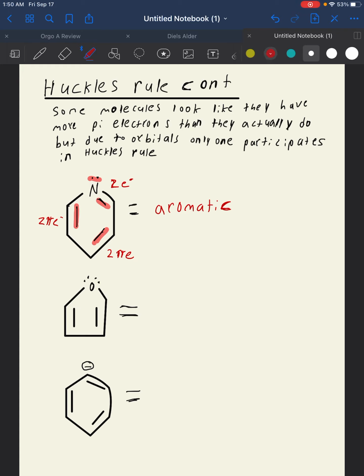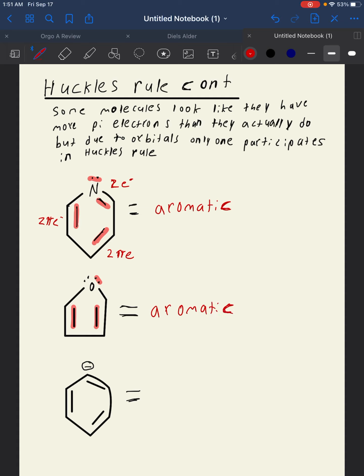So, same thing occurs with this molecule right here. You would want to say that you'd want to count both of these, but that is not the case. You only count one, because the other one doesn't contribute, because it's in an orbital that can't contribute to the cyclic ring, so it doesn't count. So, this would be 2, 4, 6, 100% aromatic.